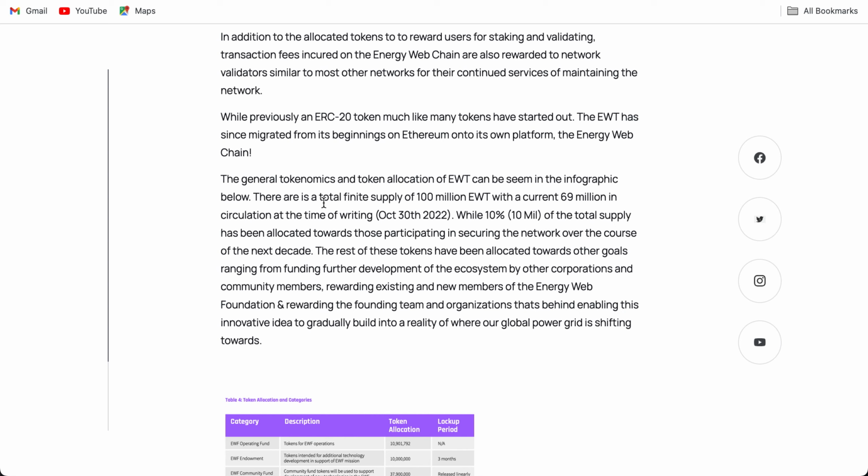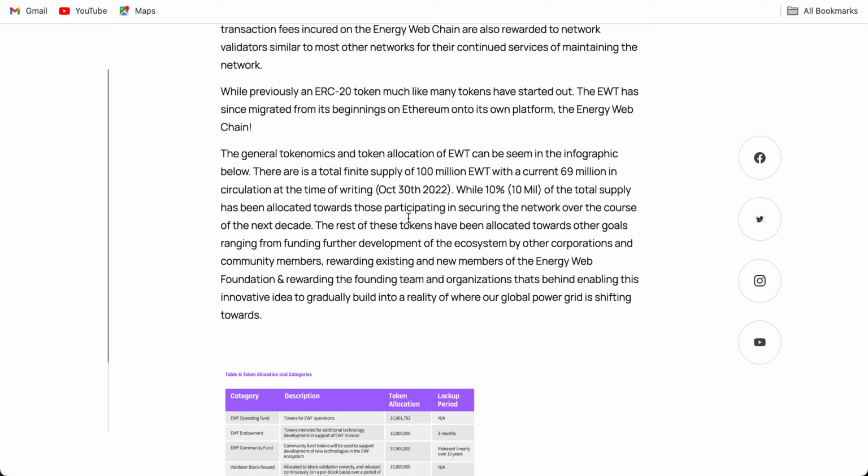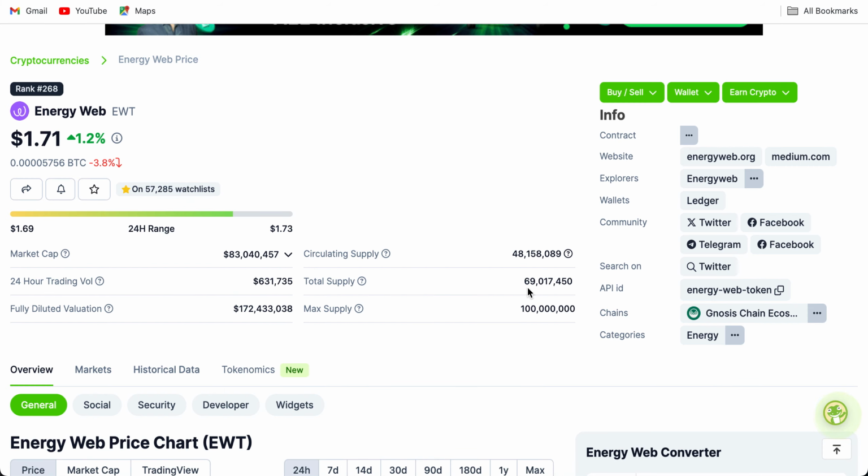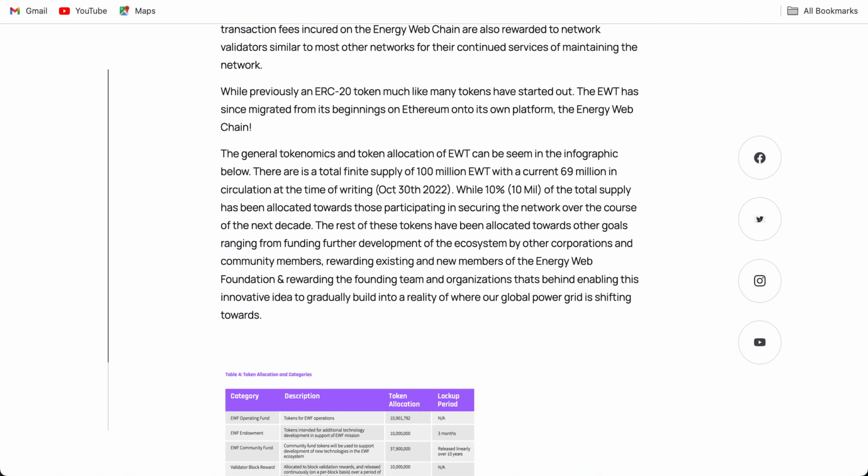There is a total finite supply of 100 million EWT with a current 69 million in circulation at the time of writing. Wasn't there 30 million? Okay, so I think this might be correct. 69 million or 30 million. Let us check. Yeah, 69 million total supply circulating. Yeah, 50 million almost. CoinGecko says there are basically differences in the supply coming. Anyways, it can range from 30 to 50 million or 60 million, I guess.